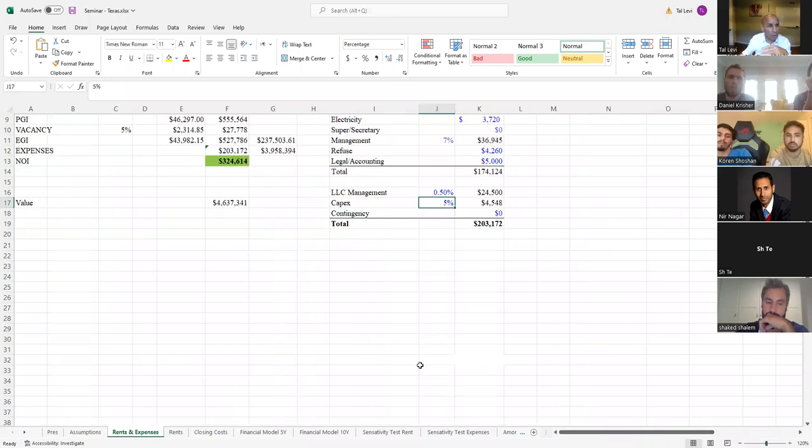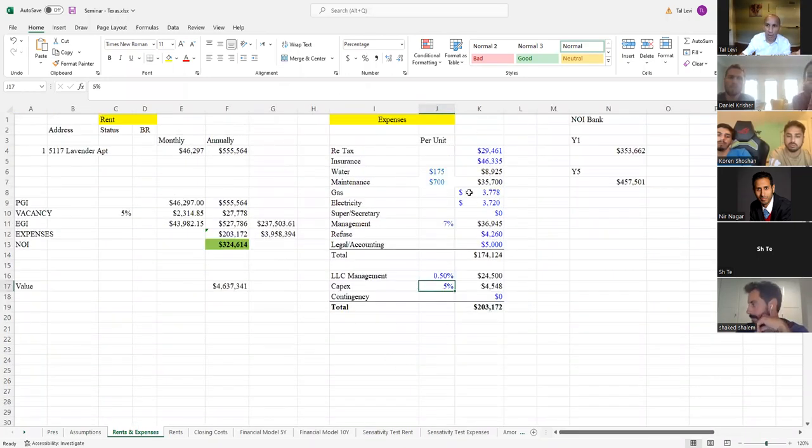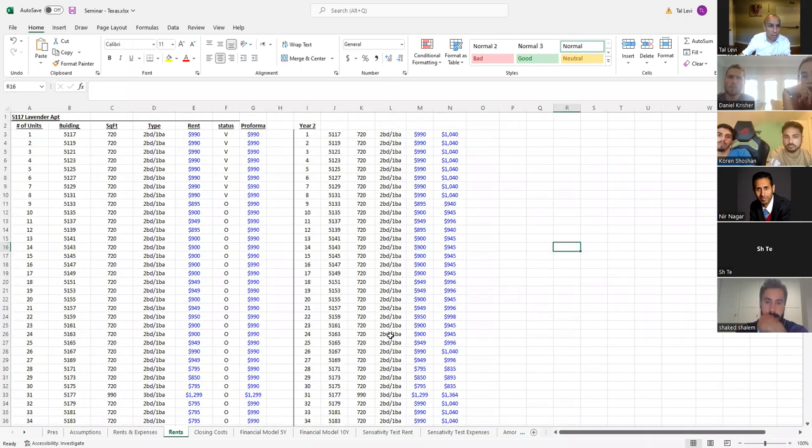So I have this tab which gives me some kind of summary of the rents and the expenses, which we can discuss later on in detail. I have one tab which is just the rents, so all the units.